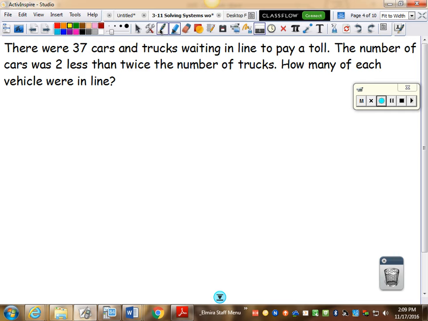Okay, so first in a word problem, I always recommend defining your variables. What are we trying to find out? Okay, that's the question. How many of each vehicle were in line? So we're trying to find out how many cars. So C will represent the number of cars. And not D, I'm thinking of a different problem. T will represent the number of trucks.